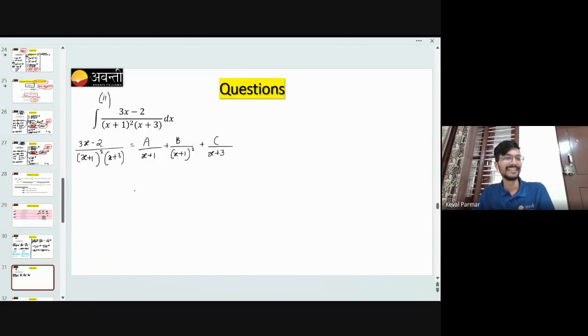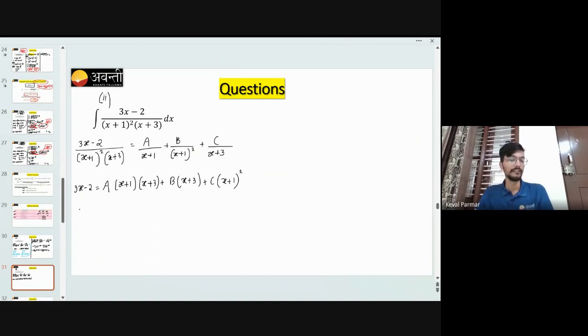So now again we'll take LCM. After taking LCM, both the denominators will get cancelled. So can you tell me the LCM? LCM will be, I suppose, on the left hand side the denominator cancels, so I'll get 3x minus 2 is equals to A into (x plus 1) into (x plus 3). Correct na? Plus B into (x plus 3) plus C into (x plus 1) whole square.